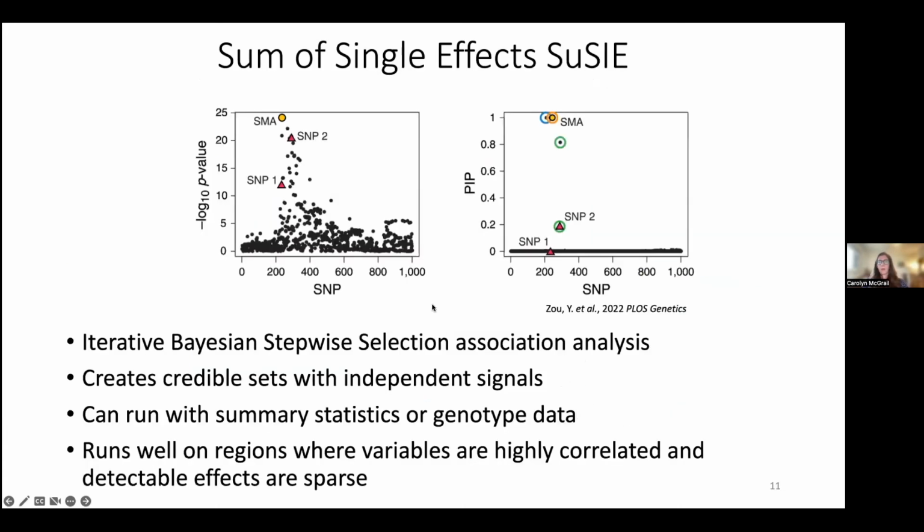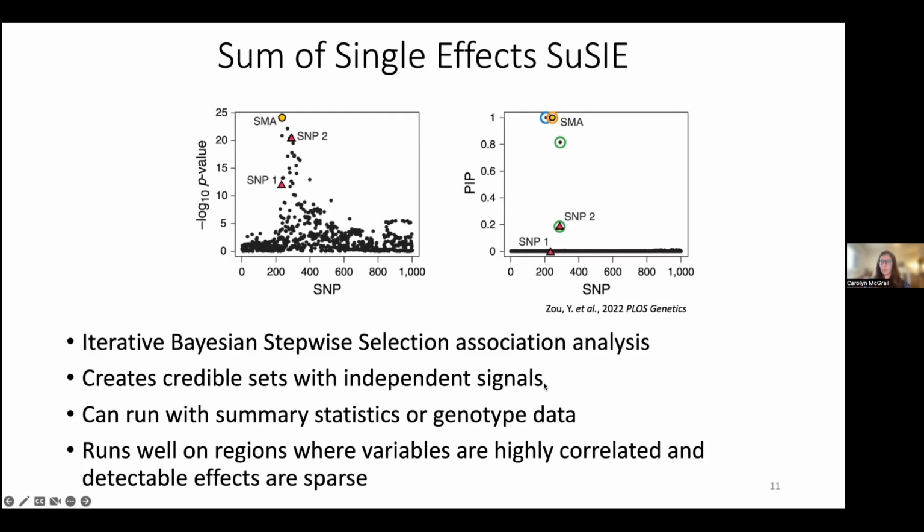We also then wanted to use this newer program called SuSiE, which is the sum of single effects. And it's an iterative Bayesian stepwise selection process. So similar, but instead of selecting a single variable at each step, this process looks at many different combinations at each step to then optimize a best fit for a regression model.